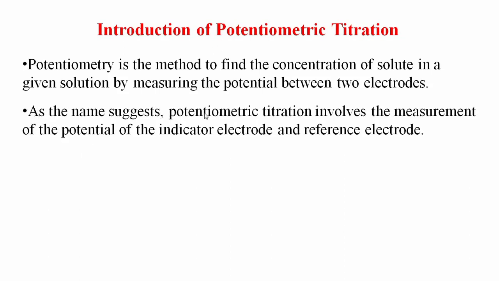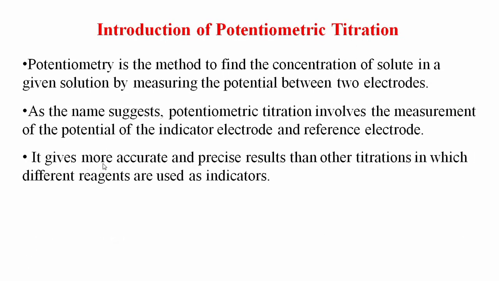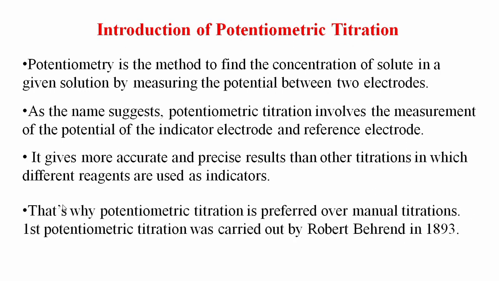As the name suggests, potentiometric titration involves the measurement of the potential of the indicator electrode and reference electrode. Next, it gives more accurate and precise results than other titrations in which different reagents are used as indicators. That is why potentiometric titration is preferred over manual titration. The first potentiometry titration was carried out by Robert Behrend in 1893.